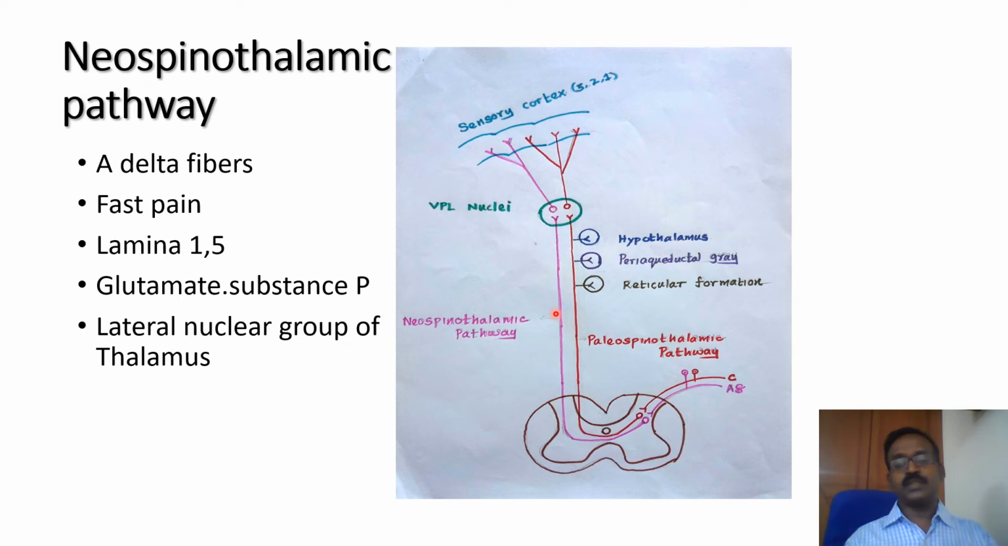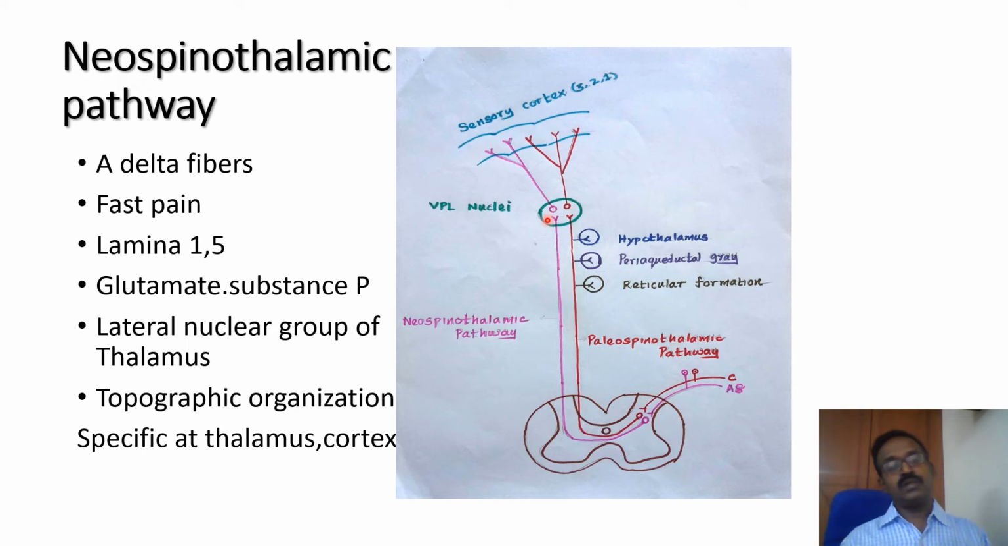It has a specific topographic placement in the thalamus. So it has a specific topographic organization at the thalamus and sensory cortex. So pain is well localized. We can localize the pain, we can discriminate the pain sensation, and we can identify the quality of the sensation in this pathway. In the neo-spinothalamic pathway, we can discriminate the pain sensation.